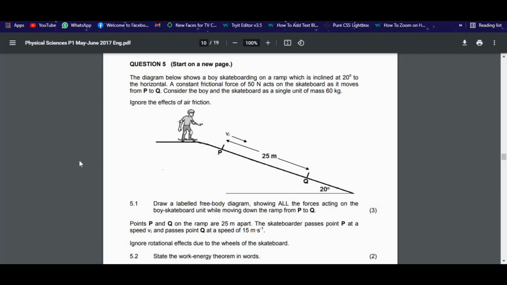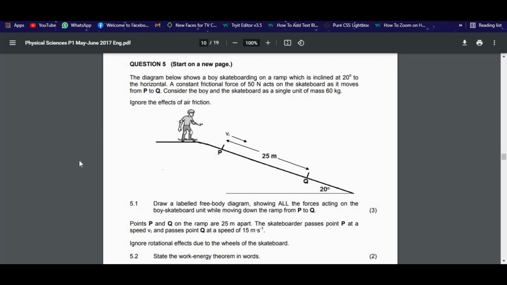Okay, so I have another question paper for you. This is the same year, 2017, but it's the May-June adult matric paper, and this is also question 5. Let's just read the question together. It says the diagram below shows a boy skateboarding on a ramp which is inclined at 20 degrees to the horizontal. A constant frictional force of 50 newtons acts on the skateboard as it moves from P to Q, which we see outlined in the diagram there. Consider the boy and the skateboard as a single unit of mass 60 kilograms. Ignore effects of air friction.